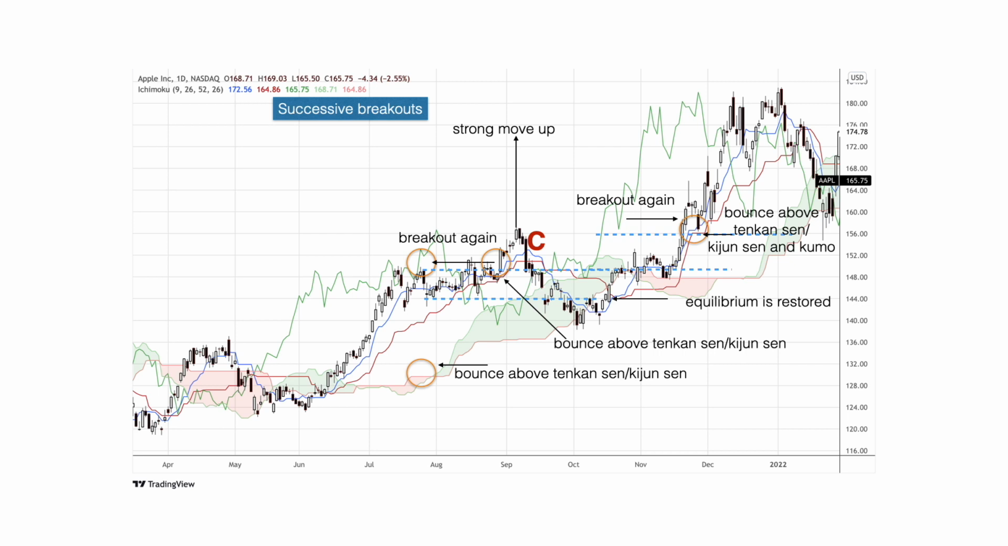The Tenkan-sen is way up and the Kijunsen is way below, and when that happens, the gap is closed in two ways. First, the price corrects back down. Second, the price moves sideways until the Kijunsen is able to catch up.